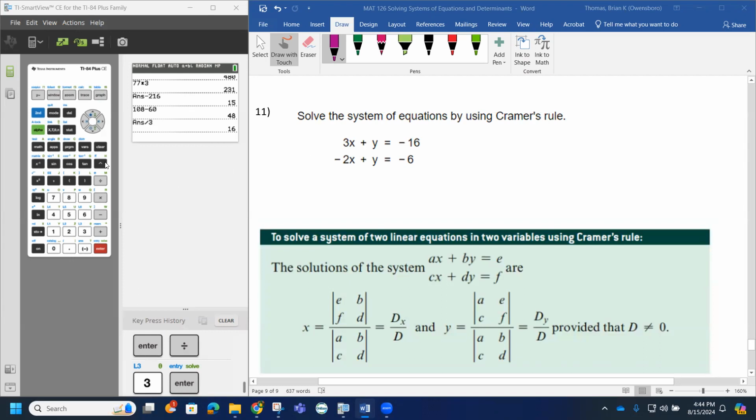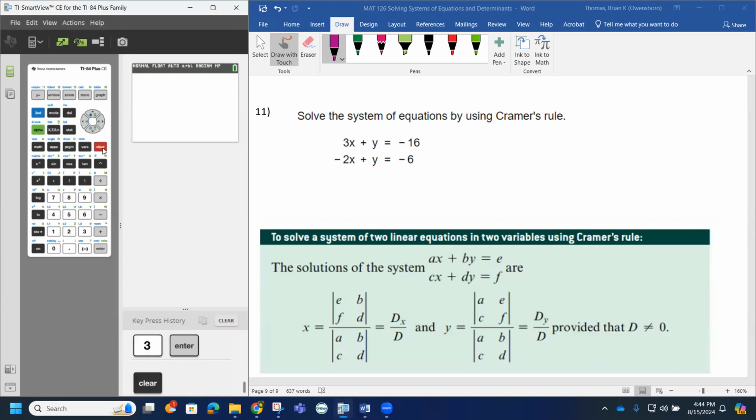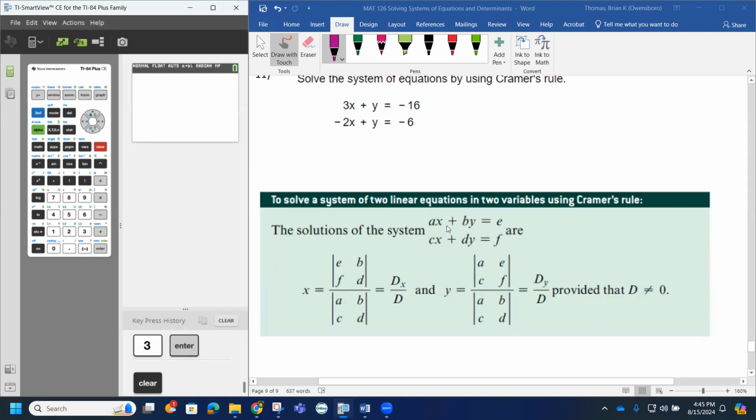So you can solve a system of equations using what's called Cramer's rule. And Cramer's rule is basically using determinants. So Cramer's rule, notice that the equations have to be in standard form. To find x, notice how we have a determinant over a determinant.